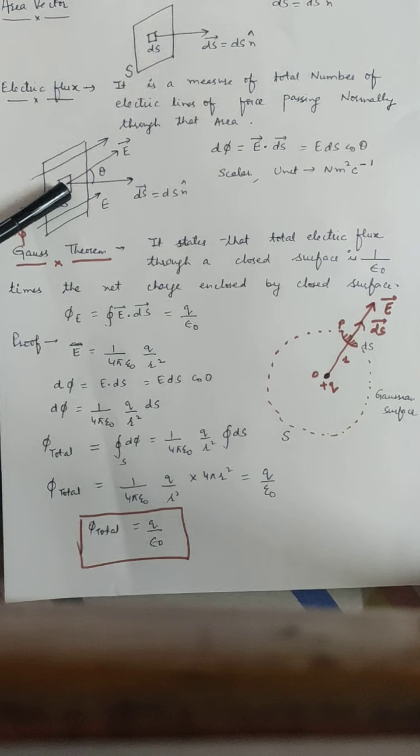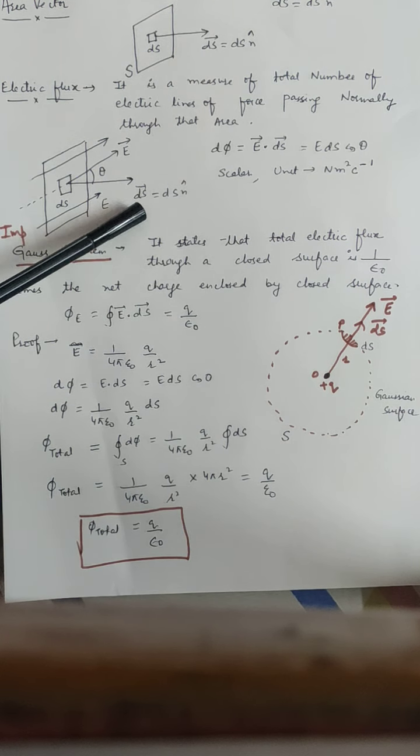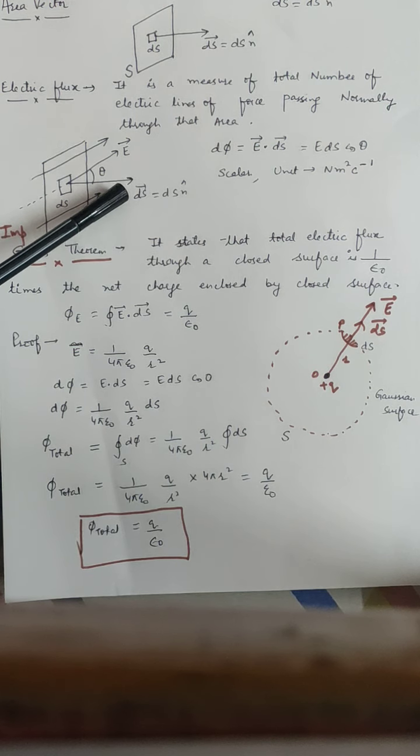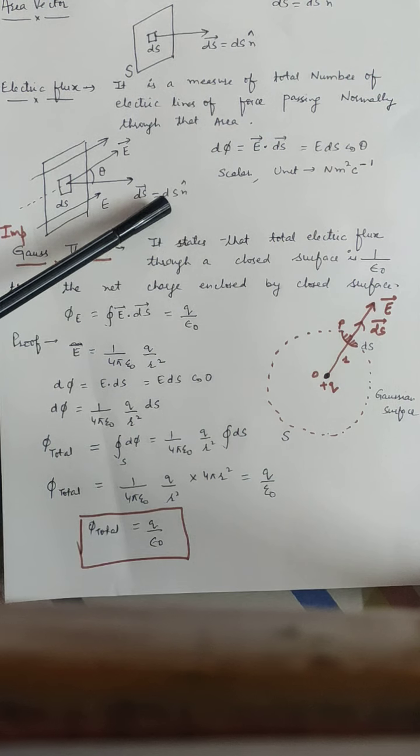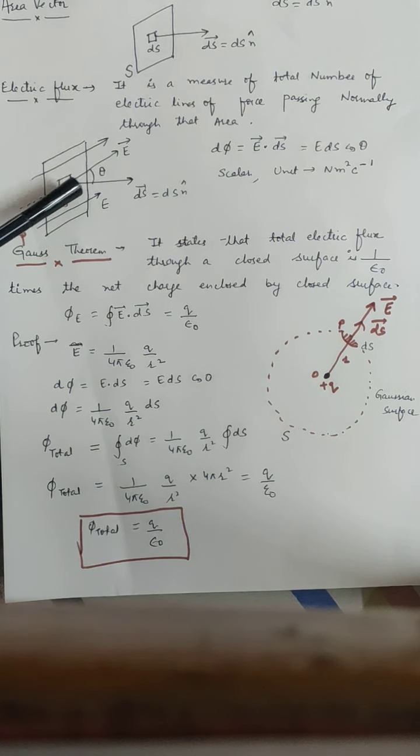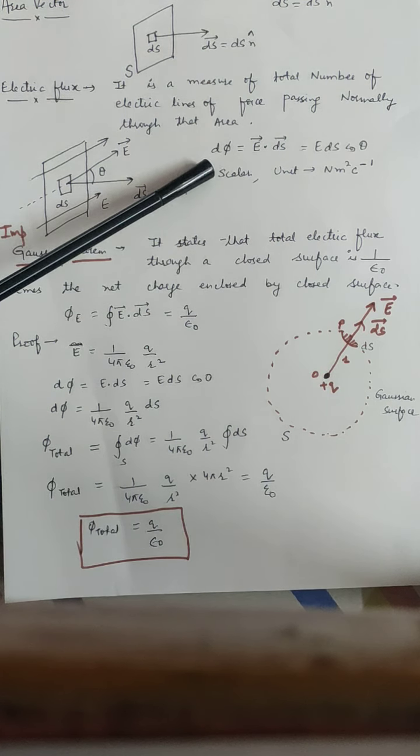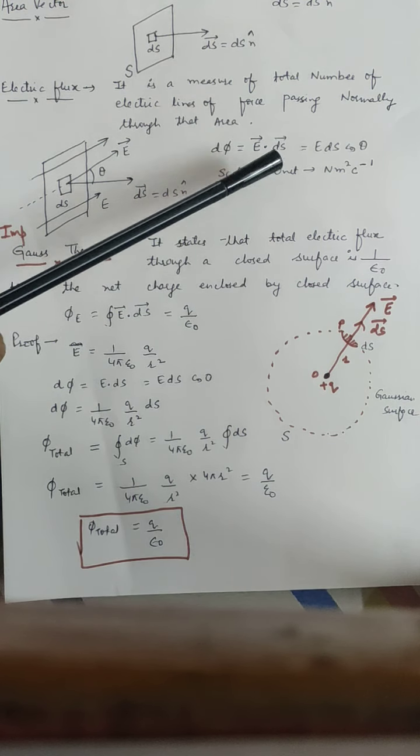The direction of the area vector, as I have told you, is normal to the surface. So this is a normal which has been drawn on the surface S. So ds vector is equal to ds n cap, and the direction of electric field is shown over here, and the angle between the electric field direction and the area vector is theta. So electric flux over this small element ds is defined by d phi is equal to E dot ds.